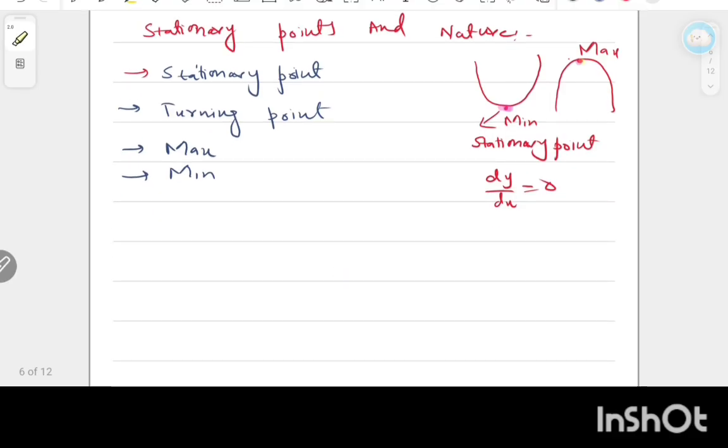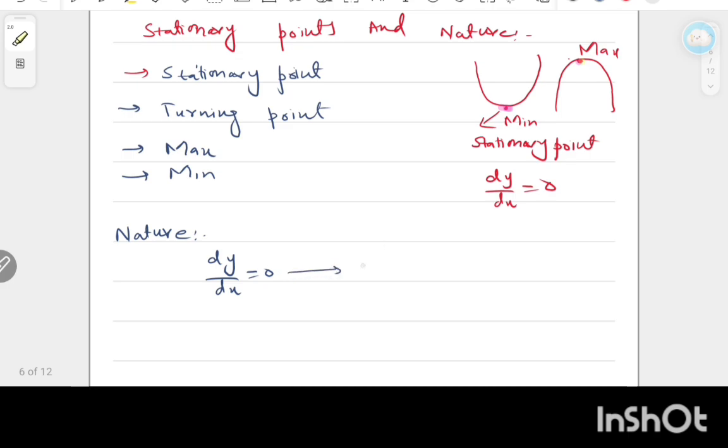Right now we have to discuss the nature. What is the nature? It's very simple. First of all, you have to find the first derivative equal to 0. Here you find the critical point. Then there are two cases.